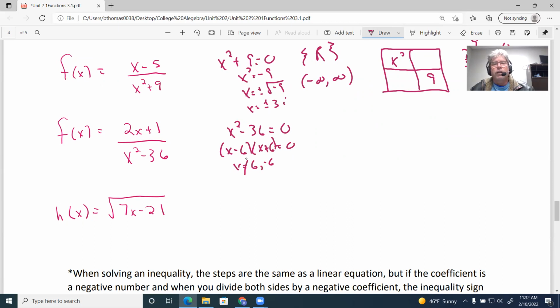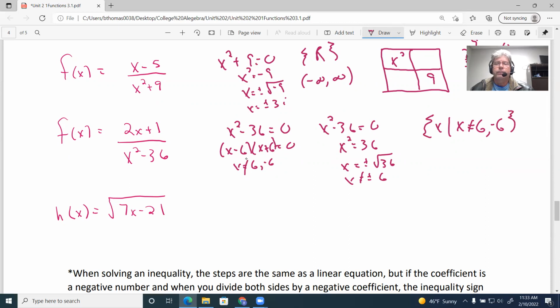So if I do it the other way, notice I have x squared minus 36 is equal to 0. You can also just move the 36 over. X squared equals 36. You can take the square root of each side, but when you do that, you have to put a plus or minus the square root of 36. And notice how it gives me, again, a positive or negative 6. So again, those are going to be restrictions. So your domain could also be written as like the set of x's such that x cannot equal 6 or negative 6, something to that nature. So we have those restrictions there.